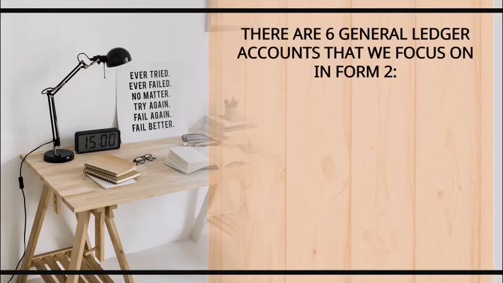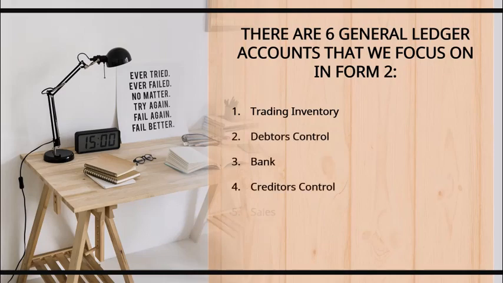Now, there are 6 general ledger accounts that we will focus on in Form 2. Okay, really focus on, and we will spend some time with them from now onwards, and those are trading inventory, debtors control, bank, creditors control, sales, and cost of sales.